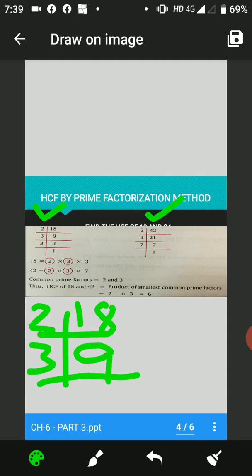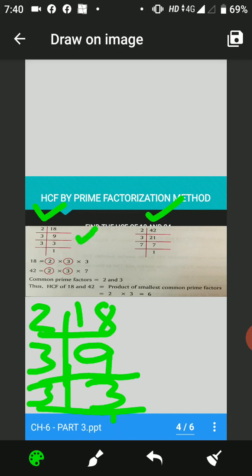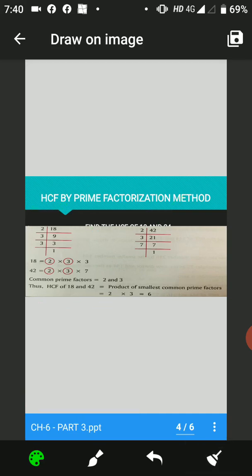In the 3 table, 9 comes in which position? Yes, 3 3s are 9. So here comes 3. And now this 3 comes in which table? 3. We will not take 1 because 1 is neither a prime number nor a composite number. So 3 ones are 3. Clear? So see this. Clear?